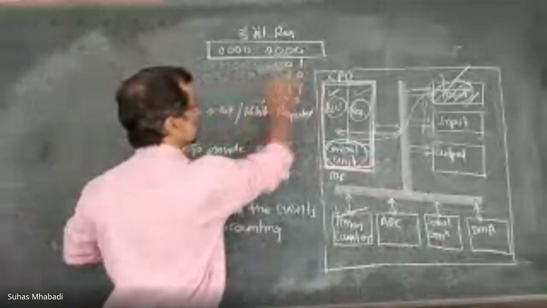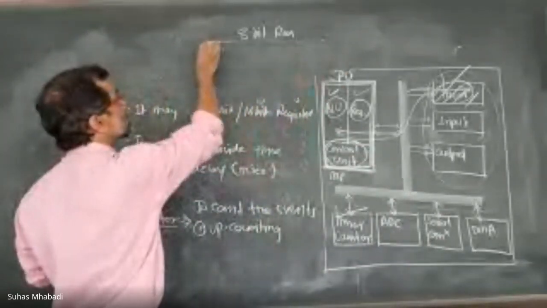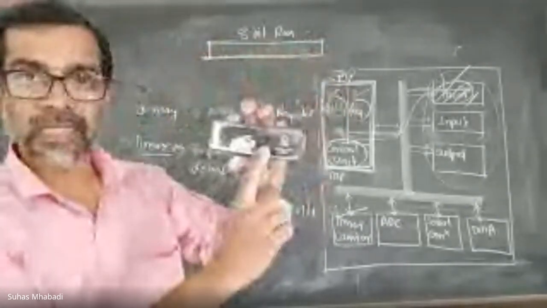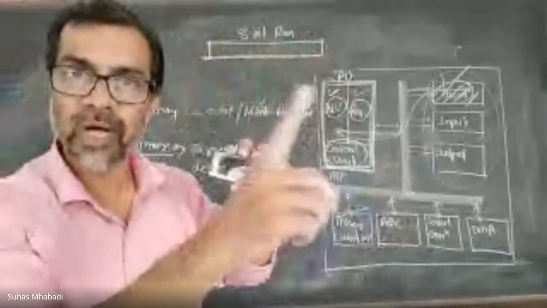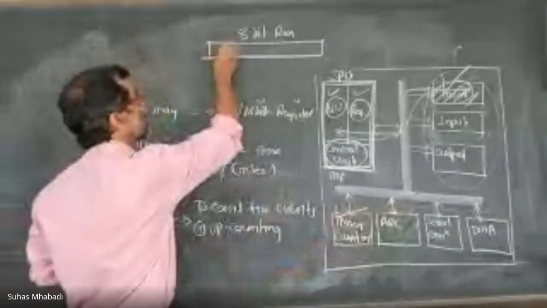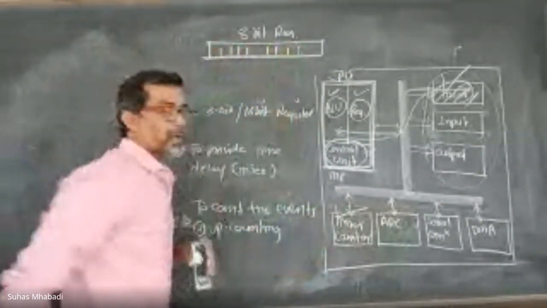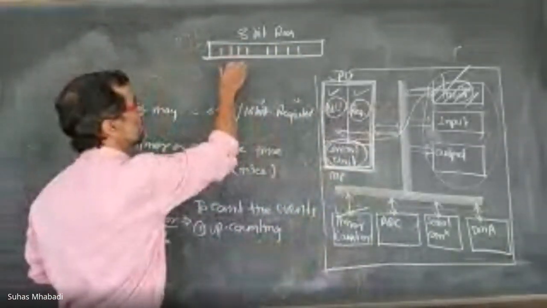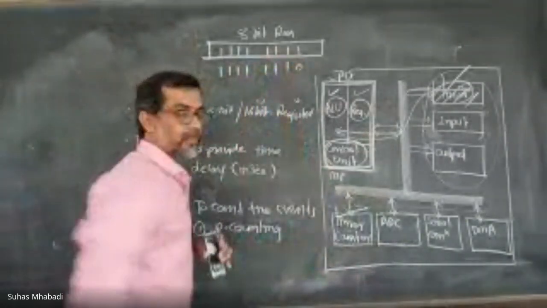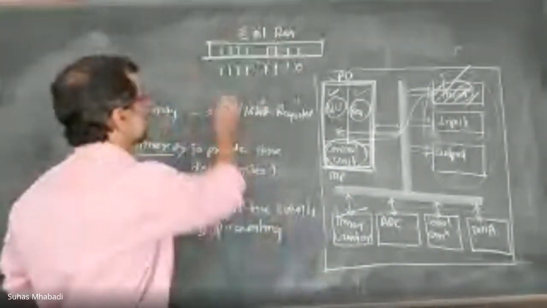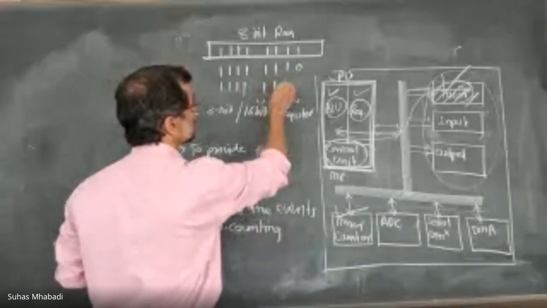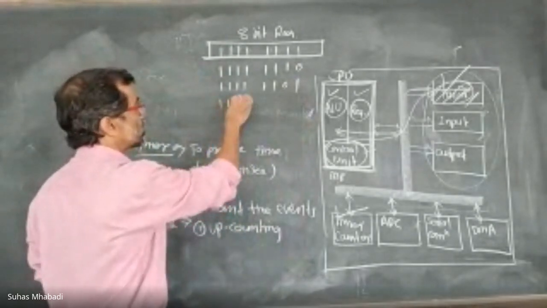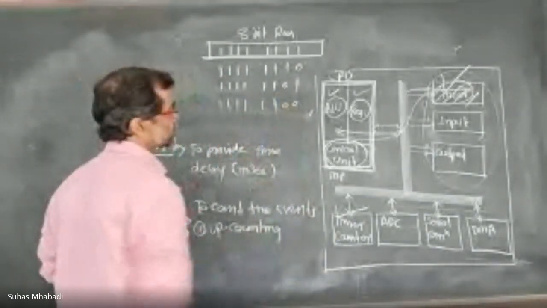See, in down counting, the counter or register consists of all ones, completely filled: 1 1 1 1 1 1 1 1. And when the object passes, it decrements by 1. It becomes 1 1 1 1 1 1 1 0. Second passes, decrement by 1: 1 1 1 1 1 1 0 1. Third object passes: 1 1 1 1 1 1 0 0.